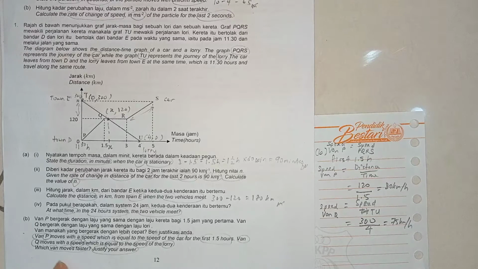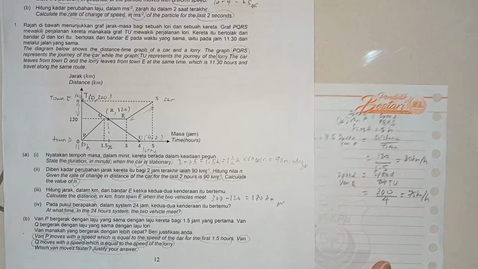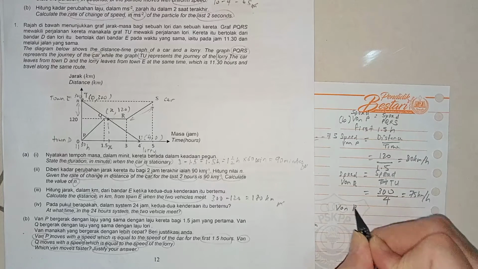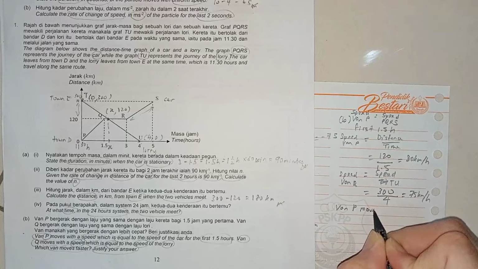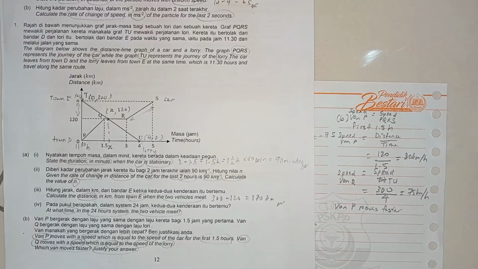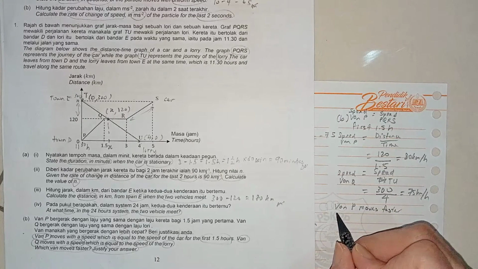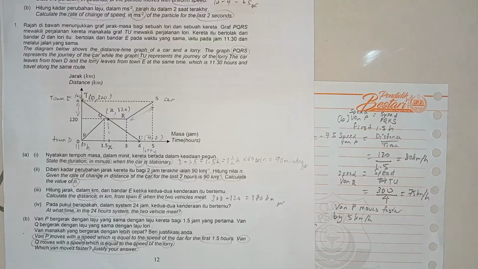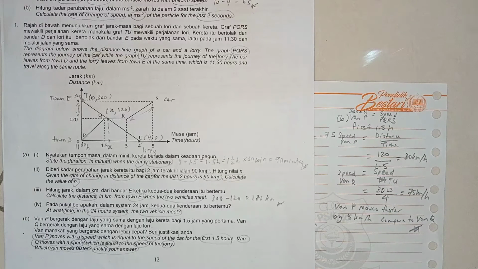Then you say which van moves faster. So of course van P moves faster. Then justify your answer. So I say P moves faster by 5 kilometer per hour, because 80 minus 75 is 5 kilometer per hour, compared to van Q. Okay, final answer.